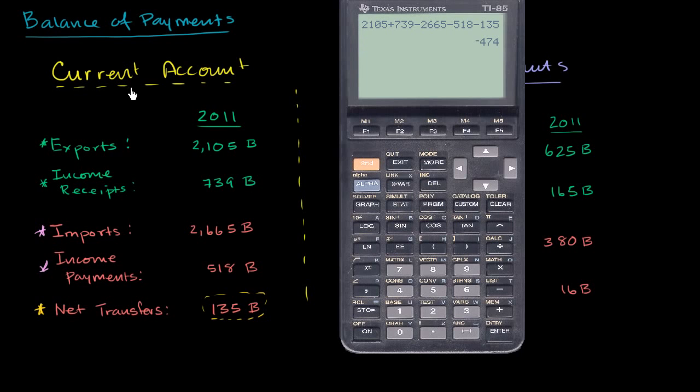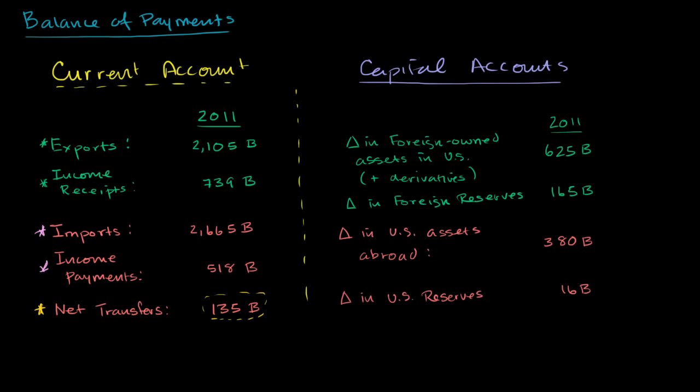And you see here, when you just look at the current account, the U.S. is running a current account deficit. For just these causes alone, the U.S. is making more payments than it is receiving. And it's to the tune of $474 billion. So let me write it right over here. So our current account deficit is to the tune of, I already forgot the number, $474 billion. If that number was positive, I would call it a current account surplus.